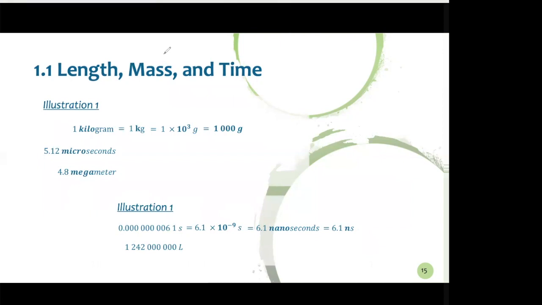Let's convert these values. So we have here kilo. Kilo is represented by k, and then k is represented by 10 to the 3, and we have these values.